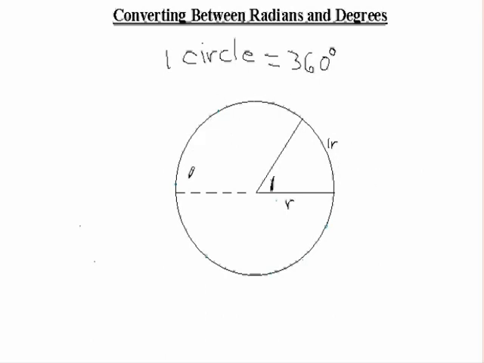So how many radii does it take to go around the circle? If we were to just start marking off radii, how many would it take us to get all the way around the circle? Suppose there's another one. And suppose there's another one. Any ideas?